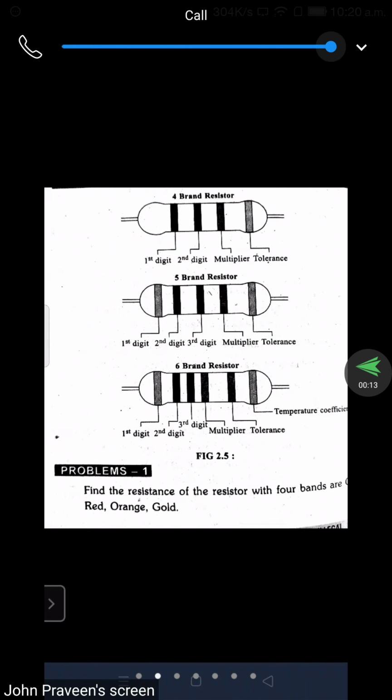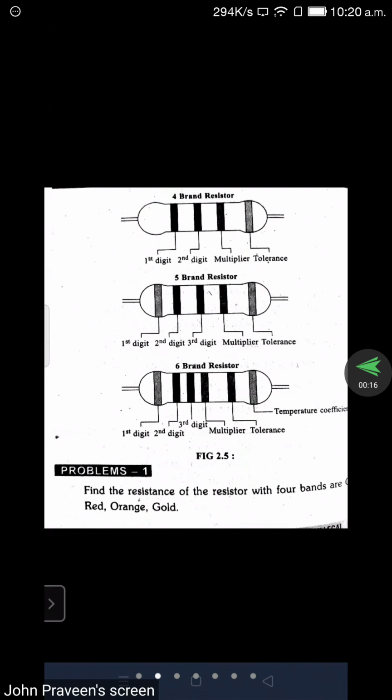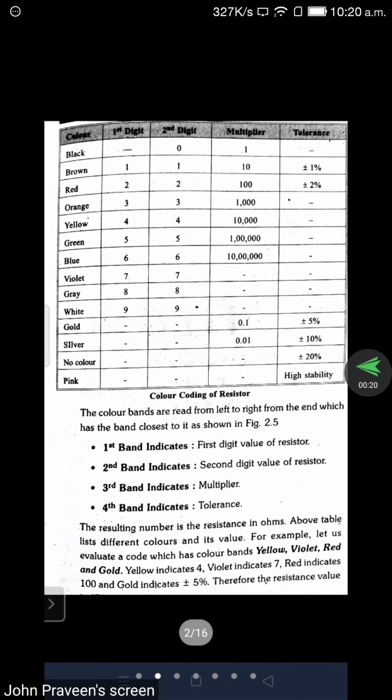The rest of the bands: we are calculating what we use as a 4 band resistor as well as a 5 band resistor. So the first band indicates the first digit, the second band indicates the second digit, the third band indicates the multiplier, and the fourth band is the tolerance. For example, it is a 5 band resistor.